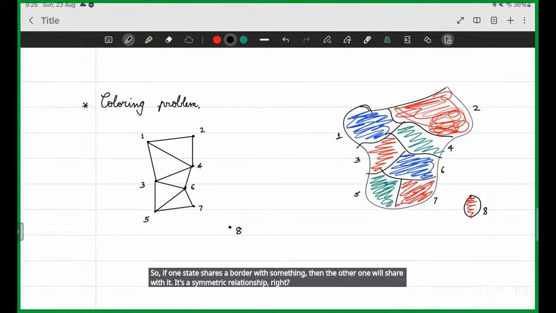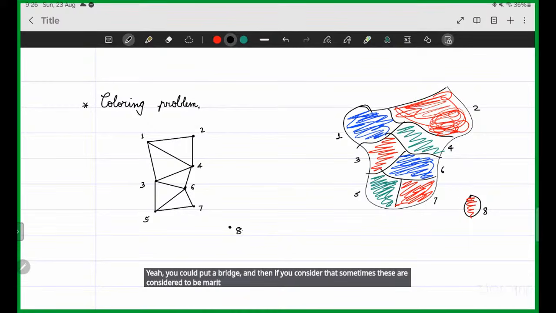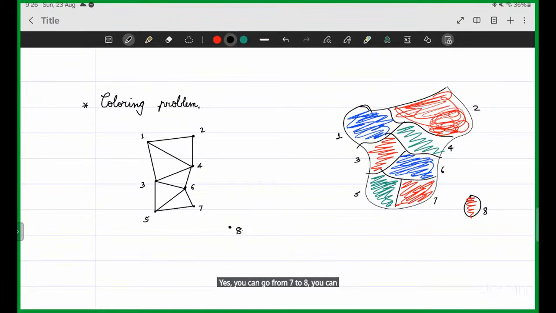Yeah. So that could be the idea of a bridge or something like that. Yeah, you could put a bridge. Sometimes these are considered to be maritime borders or something. Yes, there's some concept like that. In that case, 7 and 8 would be neighbors. But even in that case, it would still be a bidirectional edge, right? You can go from 7 to 8. You can go from 8 to 7. Yeah. So let's keep that too, just to have it.